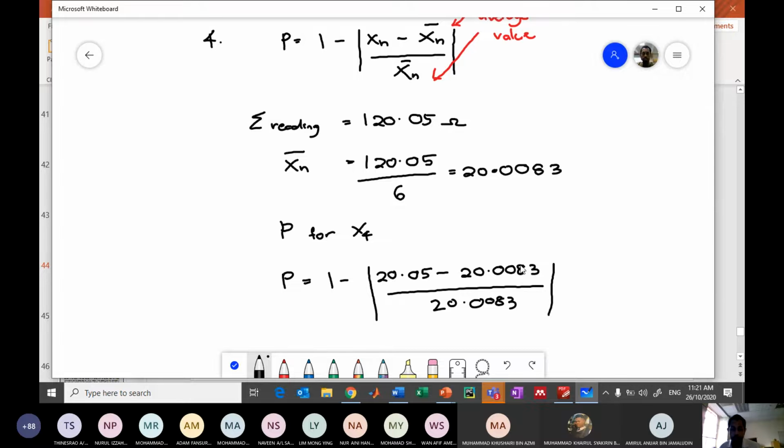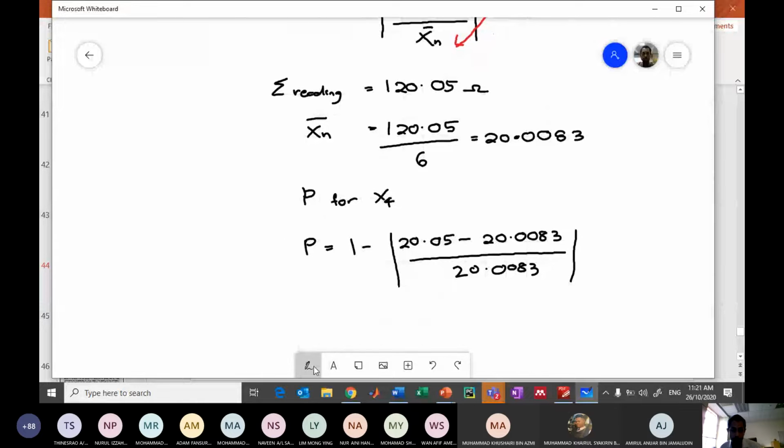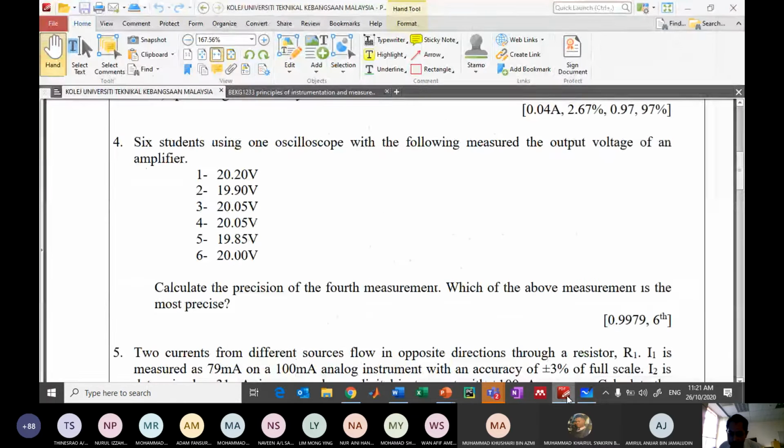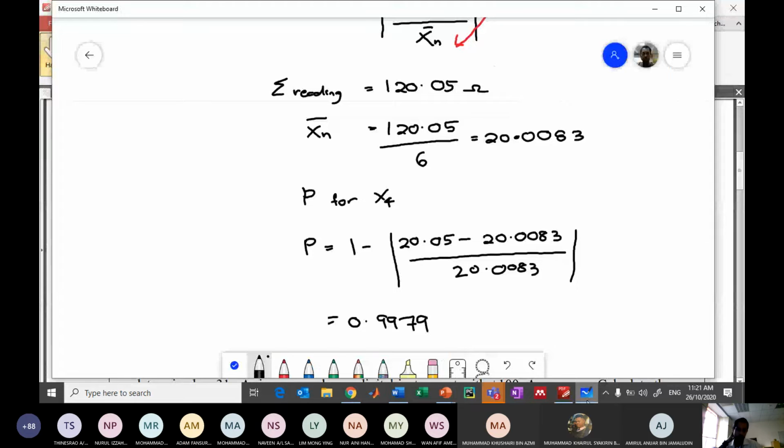So if you calculate this one, you should get the same answer as in the answer part of the question, which I think is 0.9979. If I'm not mistaken, I'm just quoting from memory. Let me double check. Yep, it's correct. 0.9979.